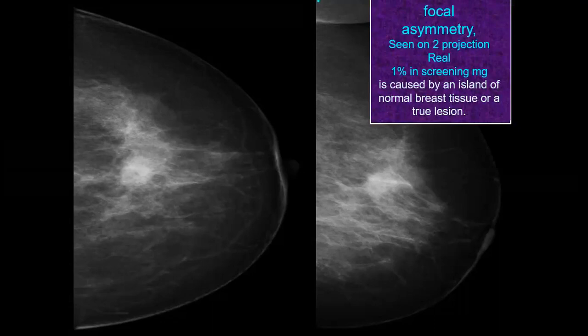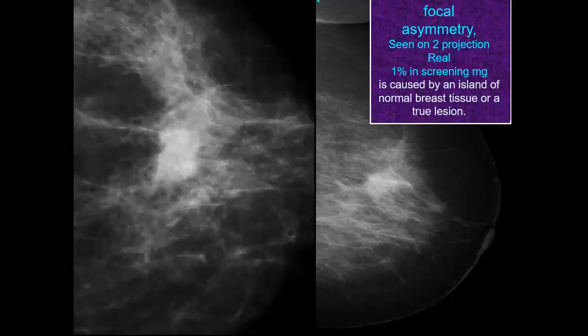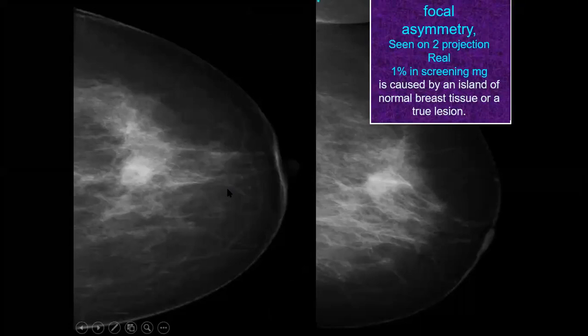So that is a focal asymmetry, but within which there was a mass. Yes, it is spiculated here. At this level, we'll say this is a focal asymmetry.